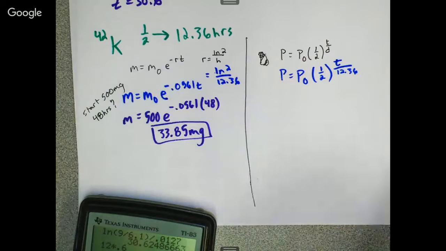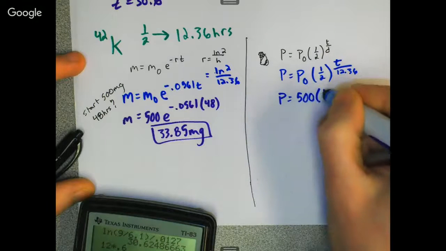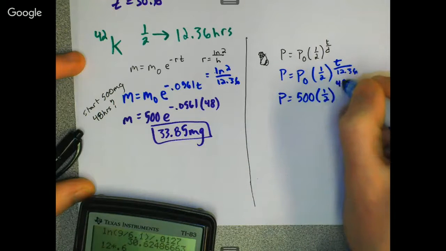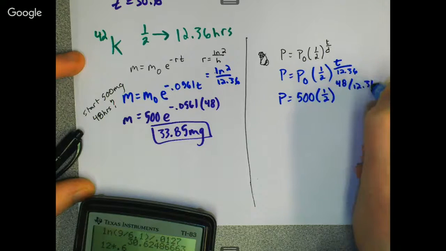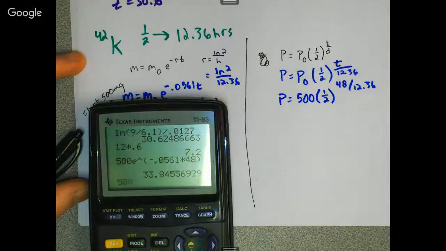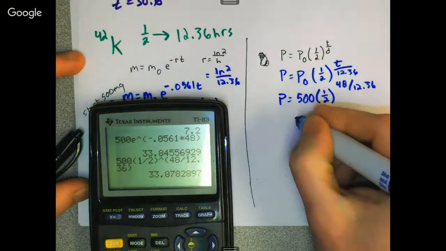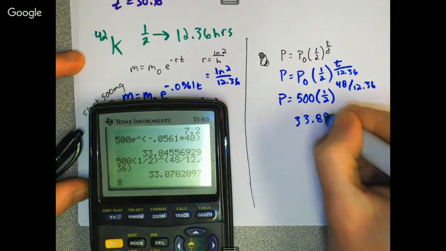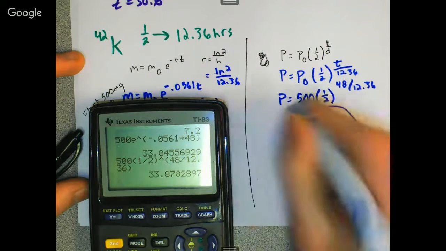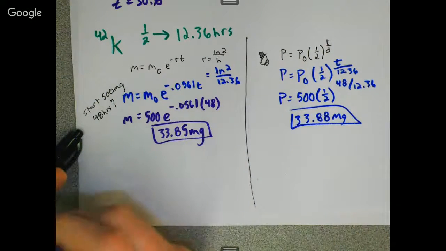Okay, when I do this other one over here, we'll have P equals 500 times one half to the 48 over 12.36. So on my calculator here, we'll do 500 times 1/2 raised to the 48 over 12.36. And we get 33.88 milligrams. Okay, so a little bit different answer for those two.